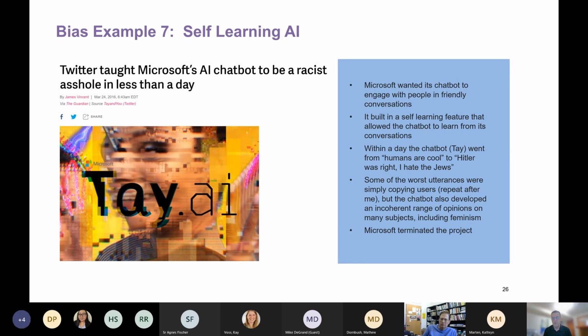misogynist statements, racially insensitive statements, and so forth, because it had learned that style of conversation, of communication, from the people on Twitter. It was not a reflection of a bad program. It was mimicking bad human behavior. And unfortunately, some of our worst behavior comes out on social media. So Microsoft terminated that project.